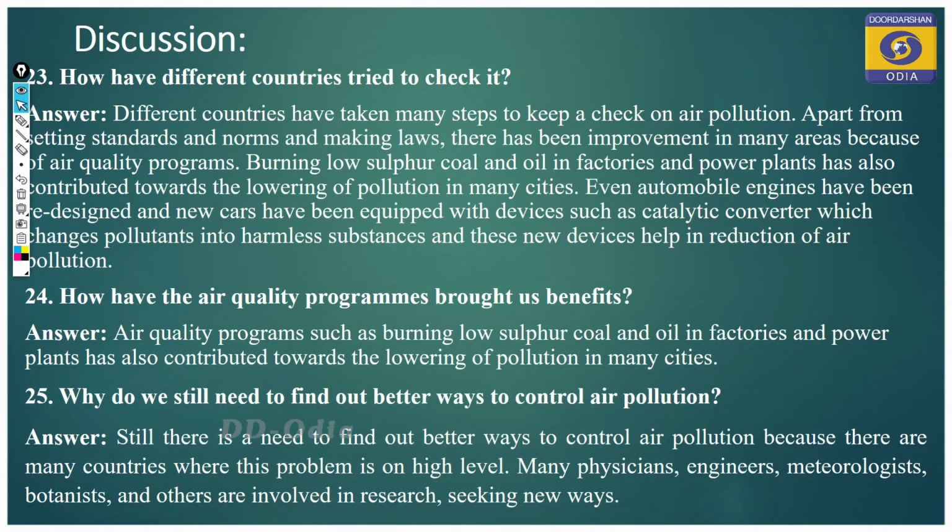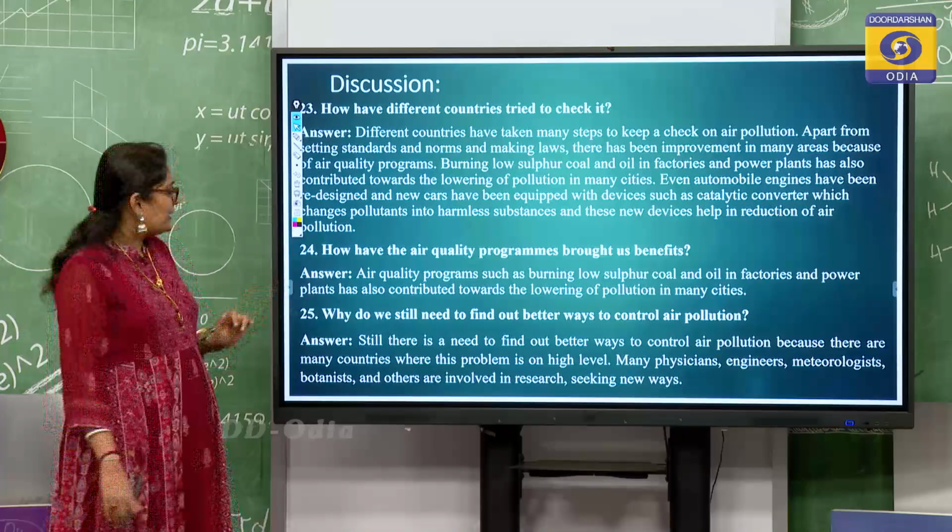Like I said, these programs include 2 major points. One is burning low sulfur coal and oil in factories, and the other important point that was mentioned in the previous question was equipping vehicles with catalytic converters, which convert toxic chemicals into harmless gases before they are released into the atmosphere. Now, moving on to the next question.